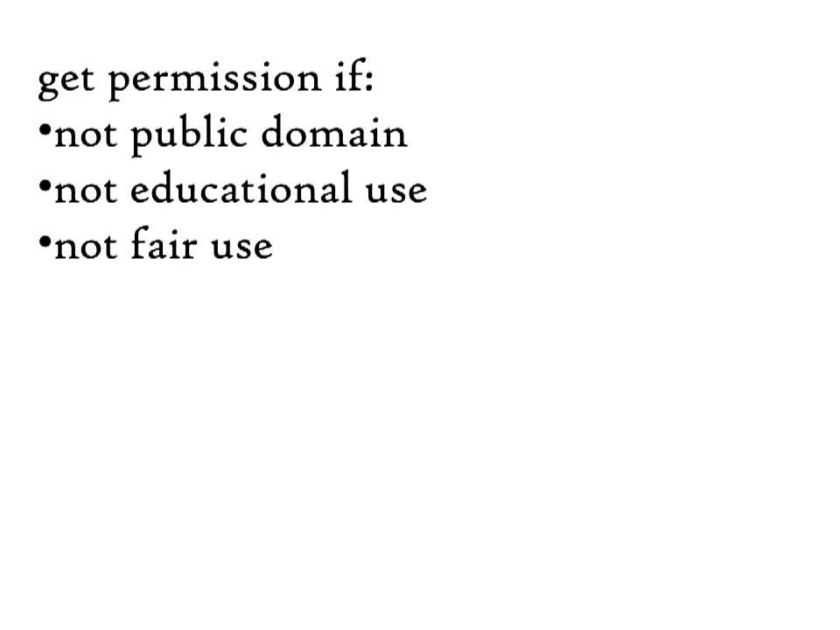Copyright reserves to the copyright owner the exclusive right to make copies, share copies, and make derivative works from protected materials. The copyright owner can license others to do those things under whatever terms they negotiate. Whenever you want to make or share copies or make derivative works, first you have to consider whether you have the right to do those things. If the item is in the public domain, you can go ahead and do it. If what you want to do falls under educational use or fair use, then you can also do that. But otherwise, you need to get permission.